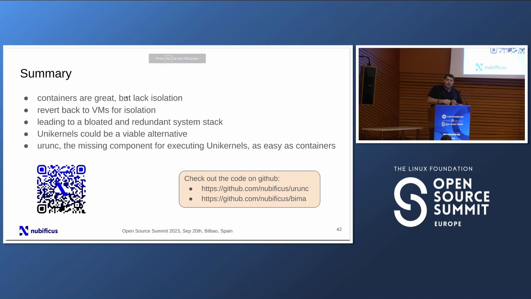That's all from us. So we think containers are great, but they lack isolation. In order to avoid the multi-tenancy issues due to isolation, cloud vendors revert back to VMs, to micro VMs, so that leads to a bloated and redundant system stack. And we think that unikernels could be a viable alternative for many use cases, serverless computing, edge computing, stuff like that. We have shown URUNC, which we consider the missing component for bridging the gap of unikernels and containers, bringing containers closer to the cloud-native world.